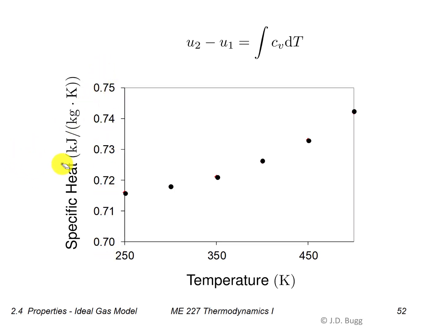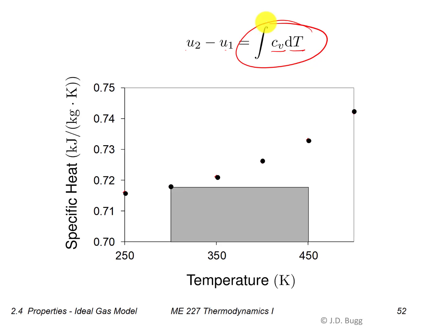Well, realize when we're calculating a change in internal energy, that's the integral of CV dT. That's the area underneath this curve, right? We're plotting CV as a function of temperature, so the integral of CV dT is the area under the curve. So remember that we're starting at a temperature of 300 in our example here and going to a temperature of 450. So we're calculating the area under this curve from 300 to 450.